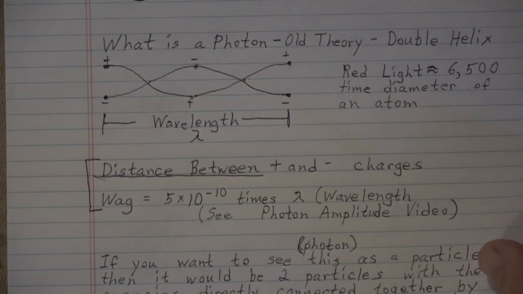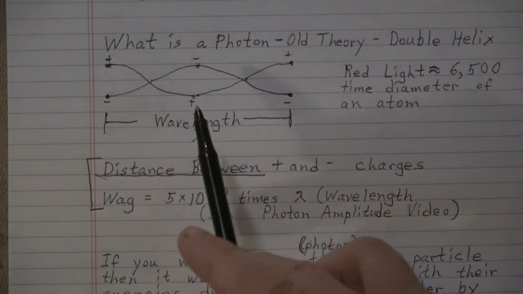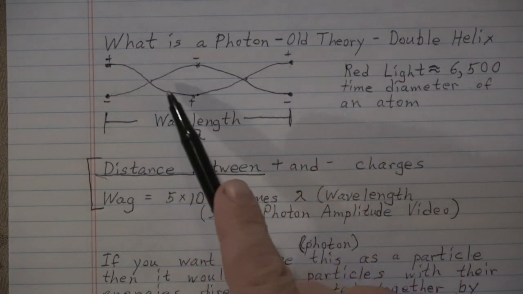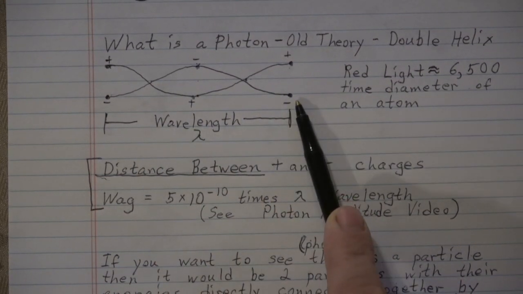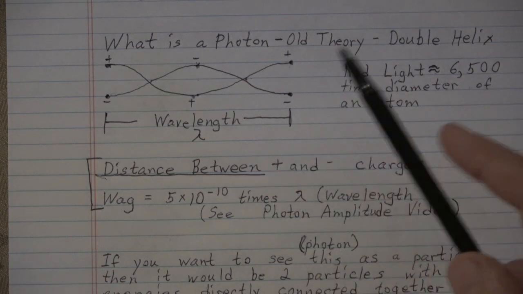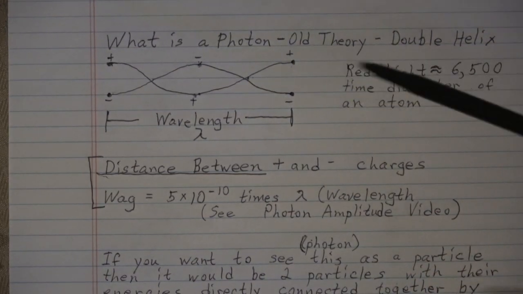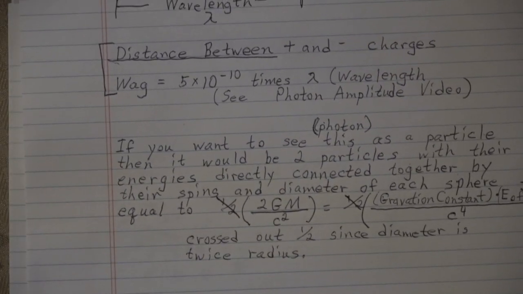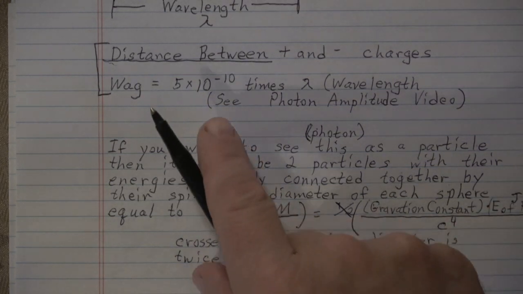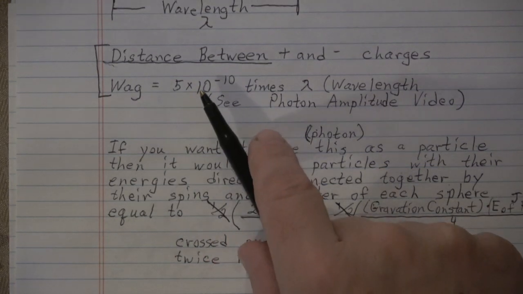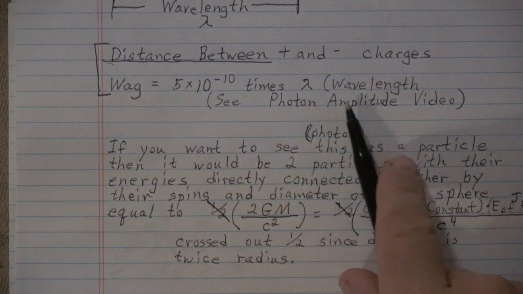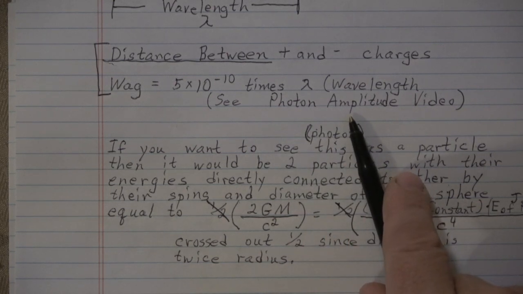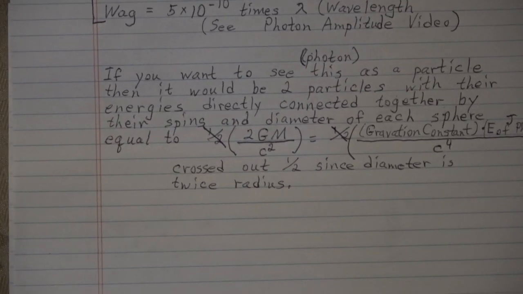So first we need to go over what a photon is. My best guess, I'm going again with an old theory, the double helix theory, where we have a positive and a negative, and they're spinning around in a helix, one wavelength. But this does not describe the diameter, the distance between the positive and negative, and that's something that needs to be dealt with. Distance between positive and negative charges, I have a WAG, wild-ass guess, at 5 times 10 to the minus 10 times the wavelength. And I got that off, you can see the video on photon amplitude that I did, and that will describe that.